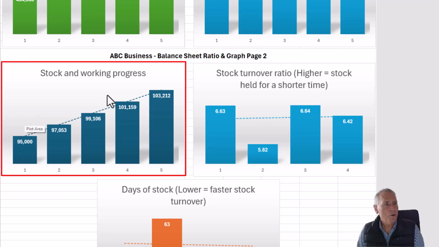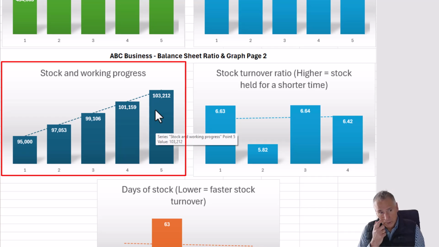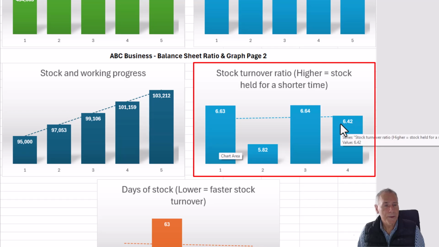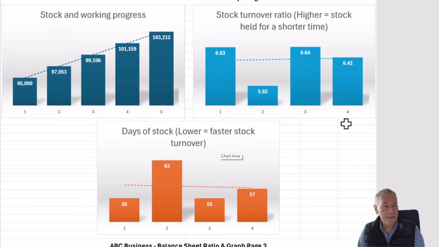Then you've got your stock and work in progress, which is increasing over time, albeit by not a big amount of money, but it is increasing. That would be a worrying sign if the stock is building up, because it could mean that there's some obsolete stock. But you can see that the stock turnover ratio is remaining relatively stable. It dipped in the second year, but it's actually remaining fairly stable. In fact, it's dropping a little bit. So that's in line with how the business is increasing in size.